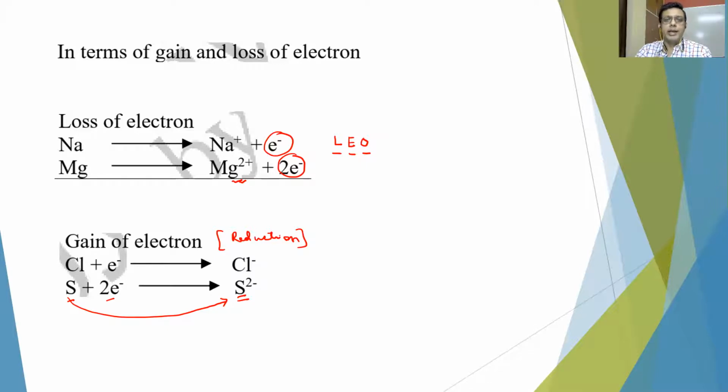So we'll say it again. In terms of oxygen, gain of oxygen is oxidation, loss of oxygen is reduction. In terms of hydrogen, it is opposite. Loss of hydrogen is oxidation, gain of hydrogen is reduction. Similarly, in terms of electron also, loss of electron is oxidation and gain of electron is reduction.